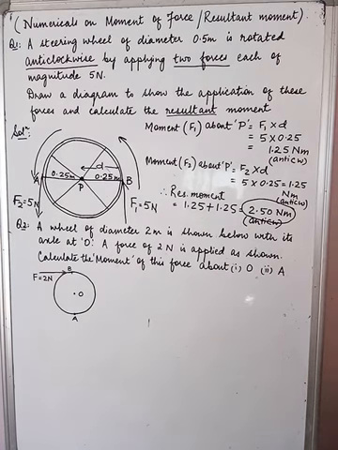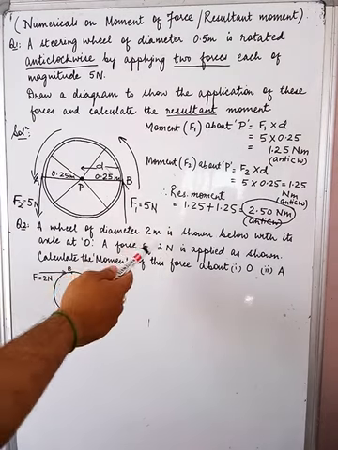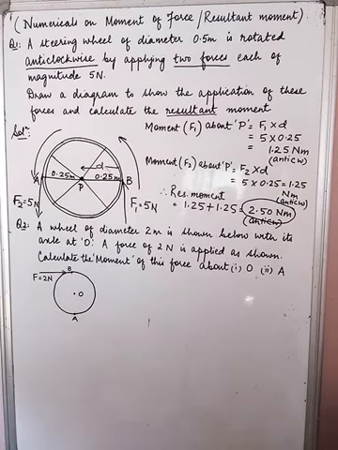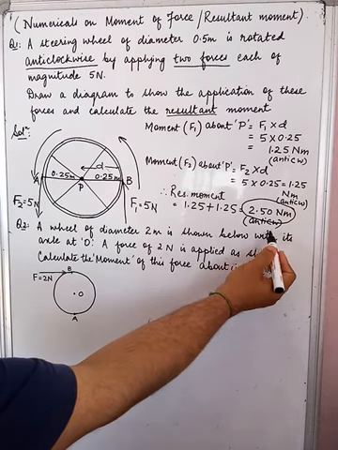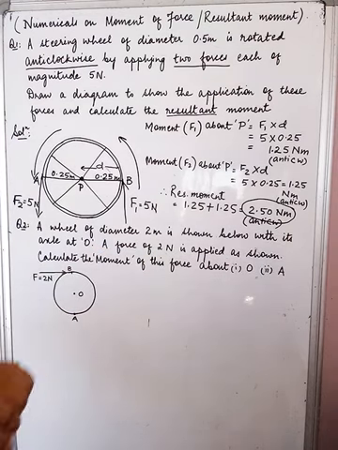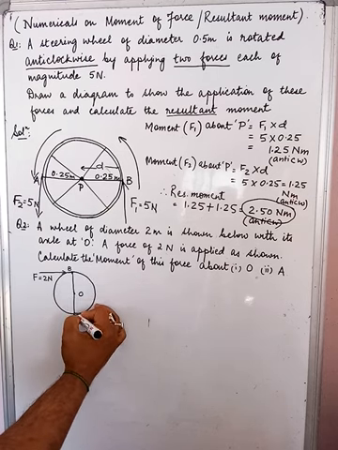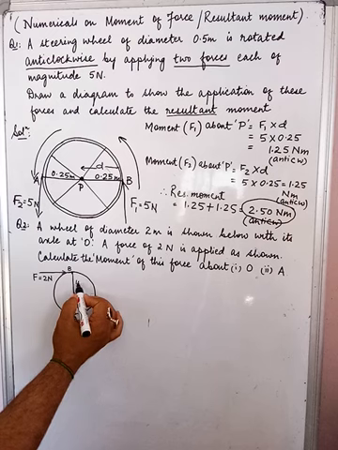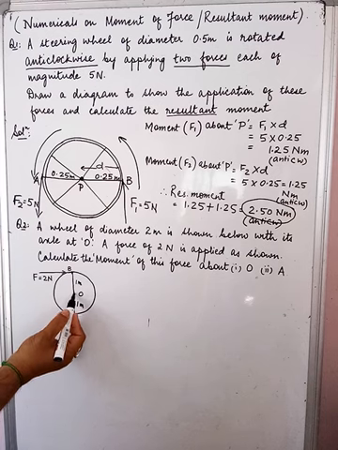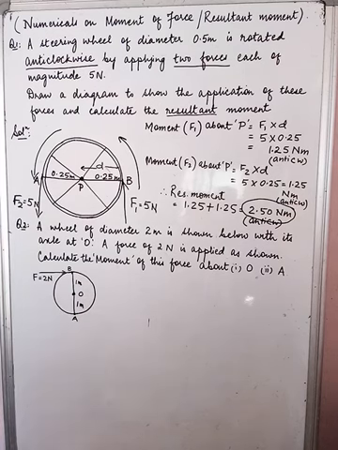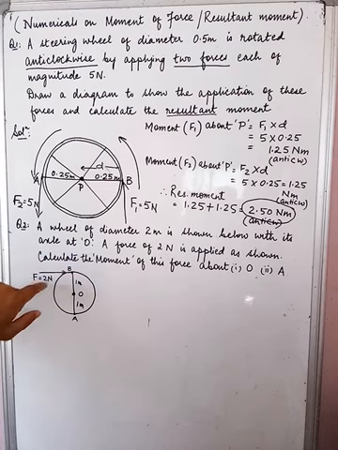Okay, now let us move to the second question that we have. A wheel of diameter 2 meters is shown below with its axle at O. So over here you see this is the wheel. Okay, so the diameter is 2 meters. So the diameter, if I draw the diameter extending like this, you will have 1 meter over here and you will have 1 meter over here, because this point O, as you can see, the axle is at O, so this point O becomes the center of this wheel.